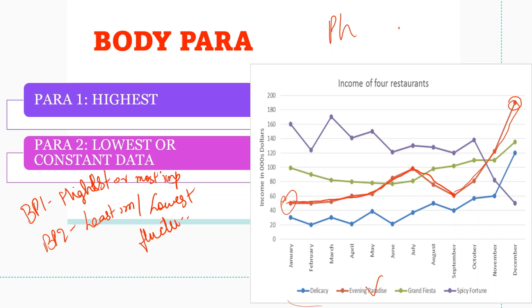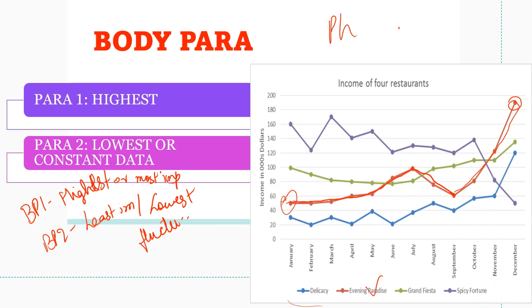After writing the highest one, go for the second one, the second striking or second highest one. So for the second highest, you can see a drastic change here for, I would say, delicacy, because it started at 20 but ended at 120.